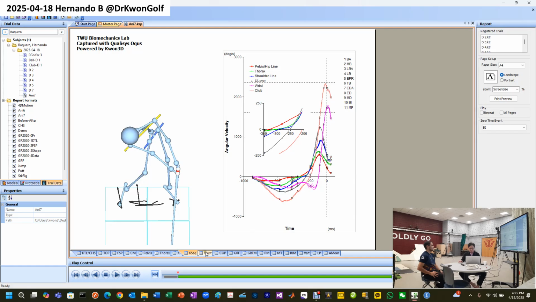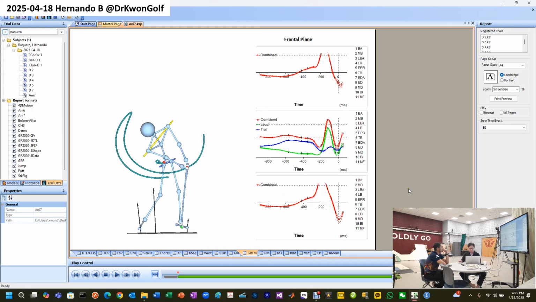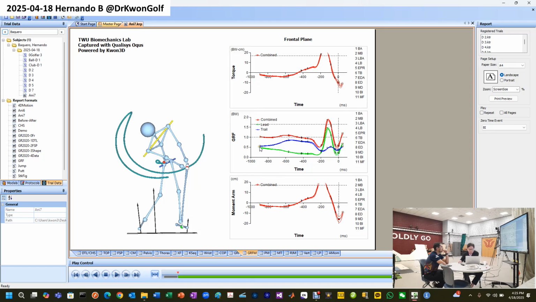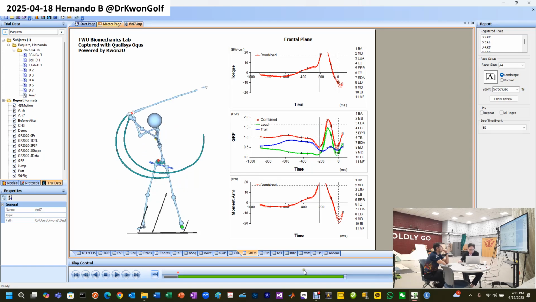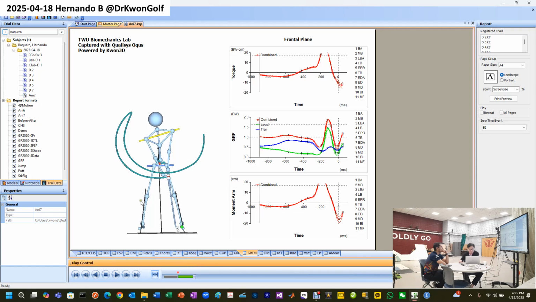So that's what I see here. And then in the frontal plane, interaction with the ground here. So the middle one is the force. Start with an equal amount of force here at the beginning, pretty much equal, or you have slightly more force acting on the trail side here.